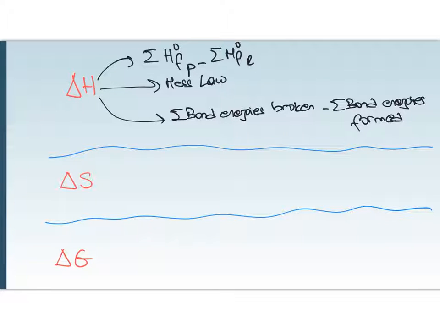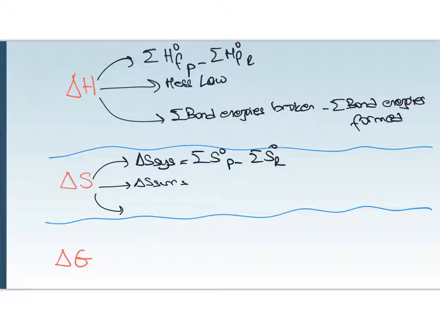And now what about delta S? You have 3 different types of delta S. You have delta S system, meaning delta S reaction: total entropy of products minus total entropy of reactants. Now you have delta S surrounding. This is minus delta H over T. Now you have delta S universe, which is the sum of delta S system plus delta S surrounding.